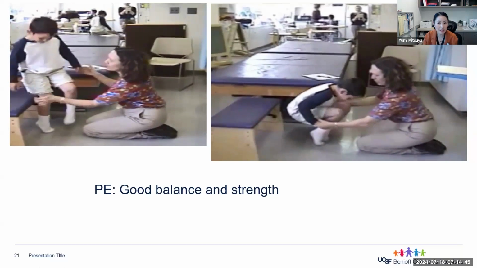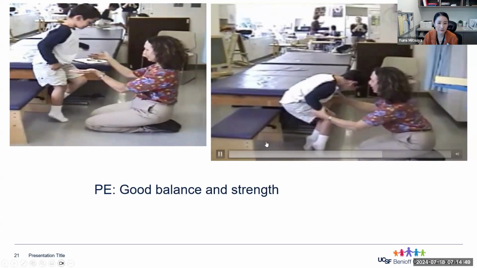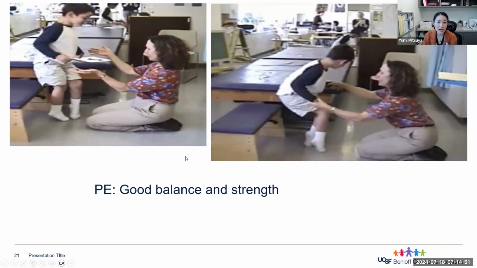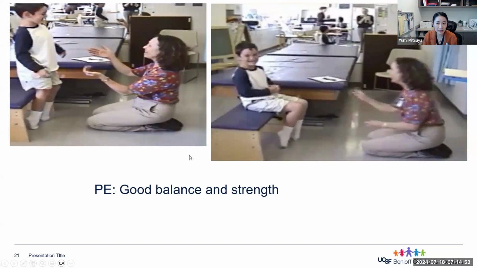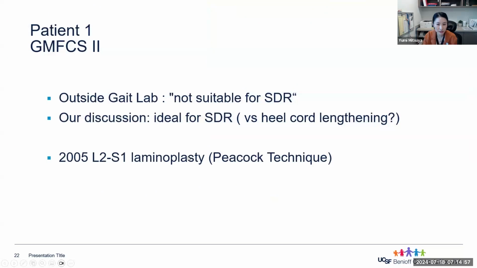However, he's able to come back up to standing, showing that he has fair hip strength, which is a good prognostic factor after SDR. He had an instrumented gait analysis at an outside center and was recommended that he not proceed with an SDR. His spasticity was worse at his ankle plantar flexors, and he did have plantar flexion contractures that he had developed over time.